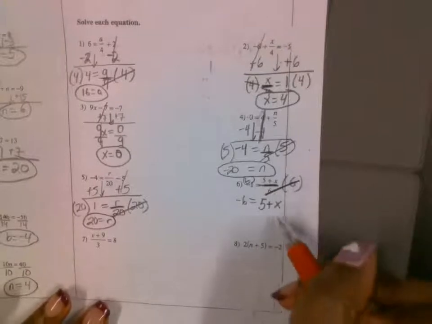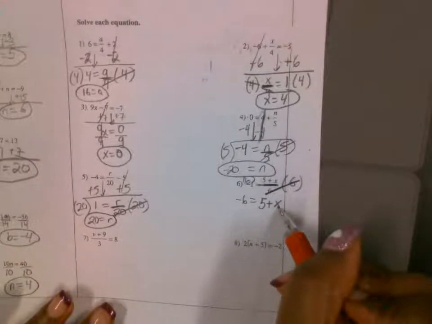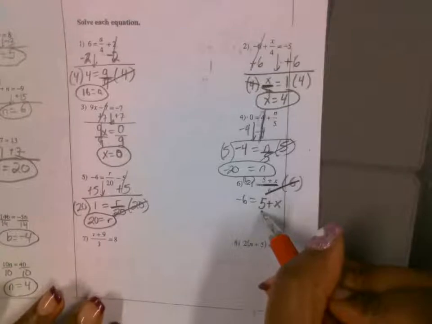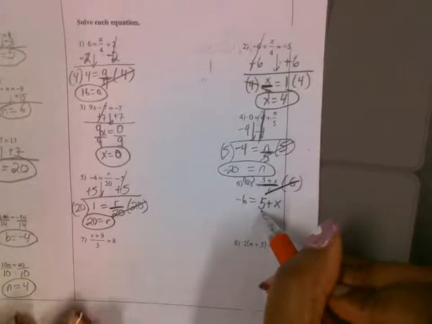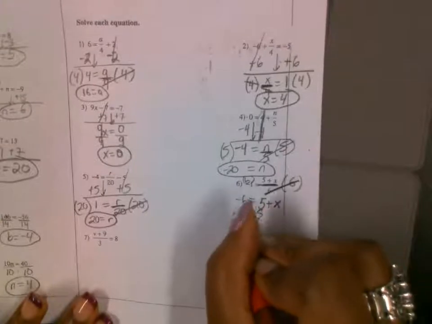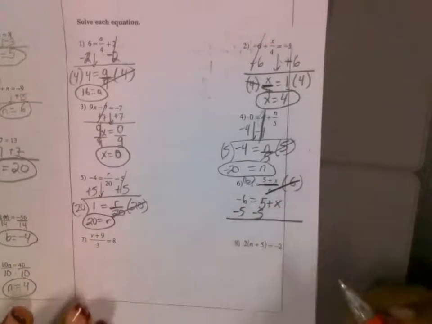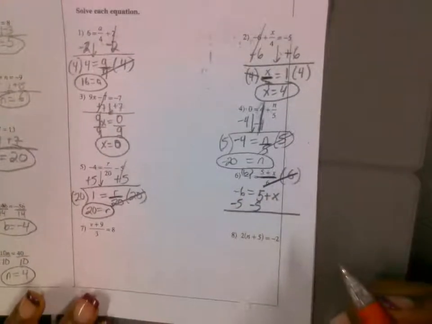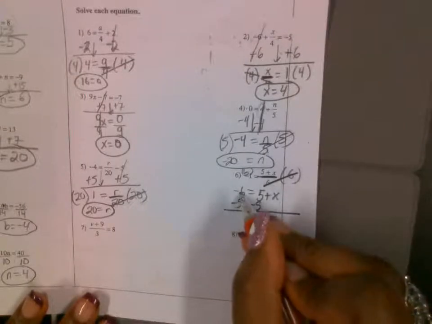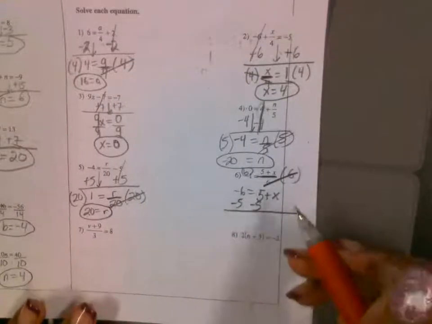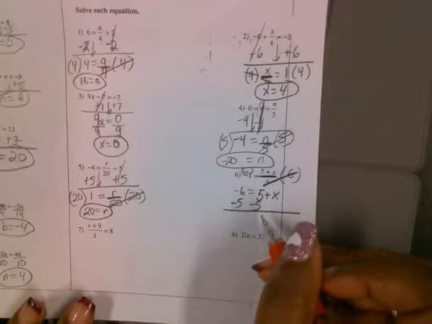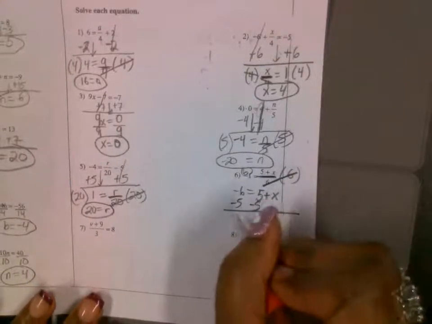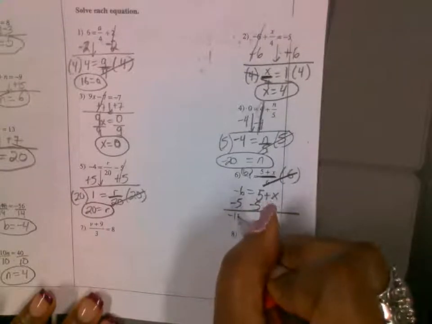So now, to get x by itself, we got to get rid of this 5. How do you get rid of this positive 5? Yes. Very good, sweetie. Subtract 5. Okay. Now we have negative 6 minus 5. What's negative 6 minus 5? Yes. Negative 11. Good job.